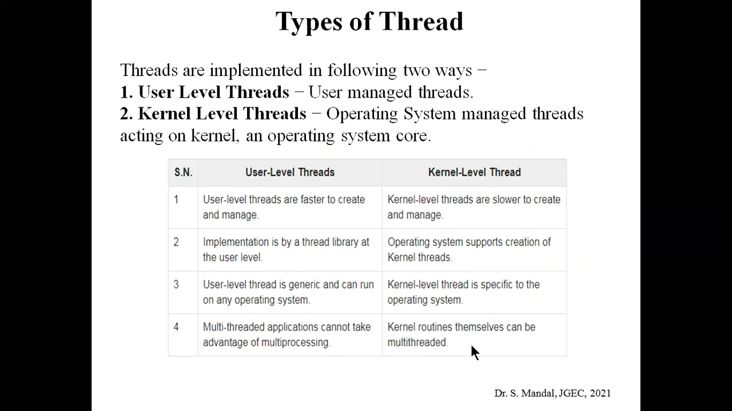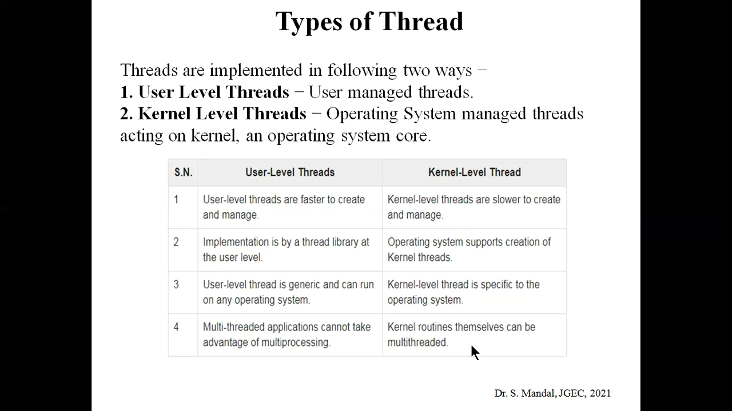Now, types of threads. Threads can be implemented in the following two ways: one is called user level thread, and another is kernel level thread. As the name suggests, user level threads are managed by the user, and for kernel level threads, the operating system manages all the threads. What is the kernel? Kernel is nothing but the core of the operating system. So let's see the difference between these two types of threads.